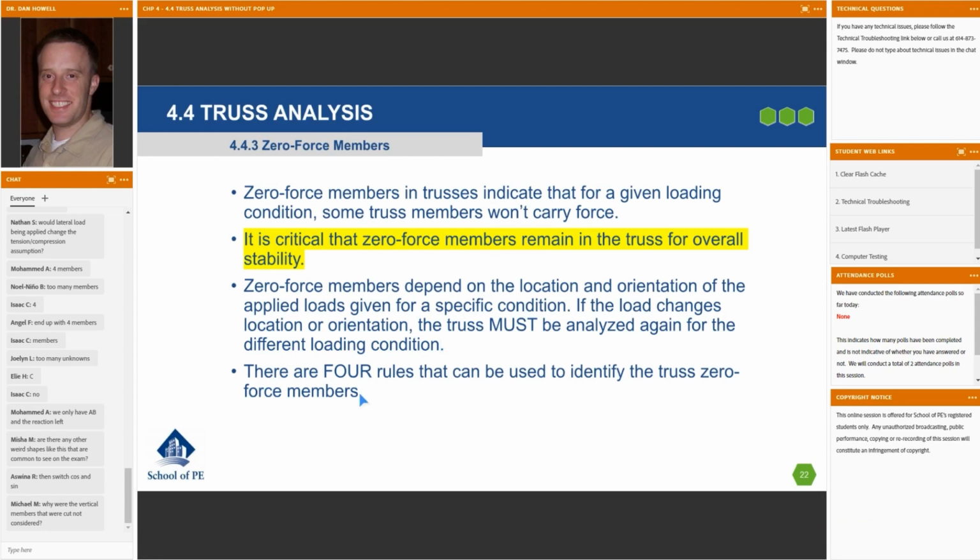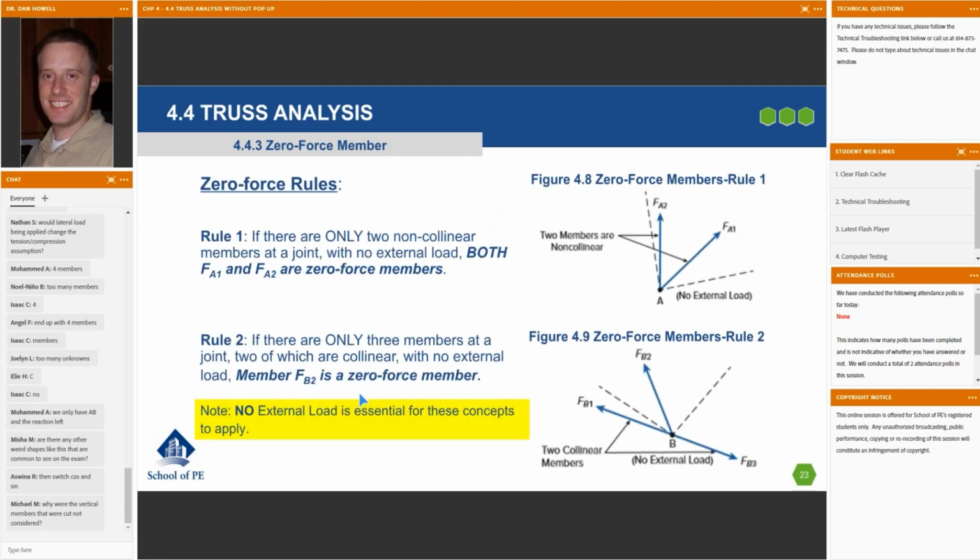Now we're going to look at a couple rules, 4 of them, that can quickly identify zero force members. The idea here is to do what? You get a truss on the exam and it's got 20 joints. There's no way I am doing 20 free bodies using method of joints and spending 14 minutes on this problem. I'm going to go quickly through the truss with the 4 rules, and that's going to give me the zero force members I need. So let's see what they are.